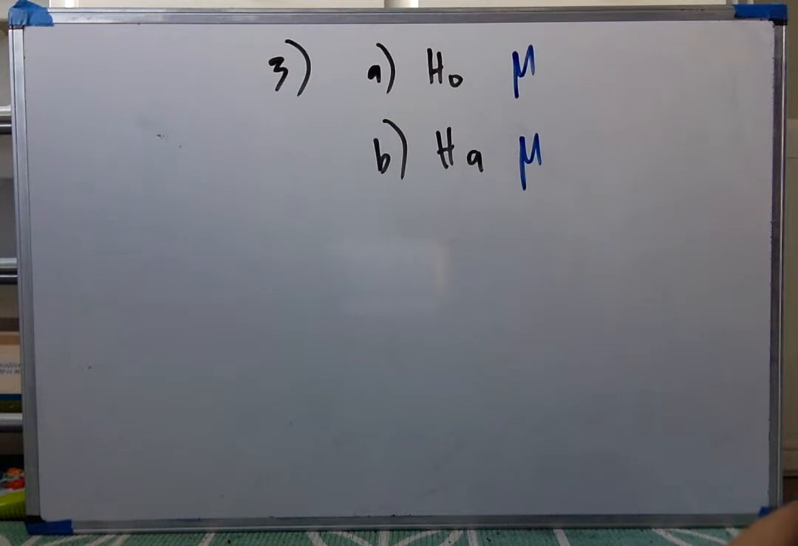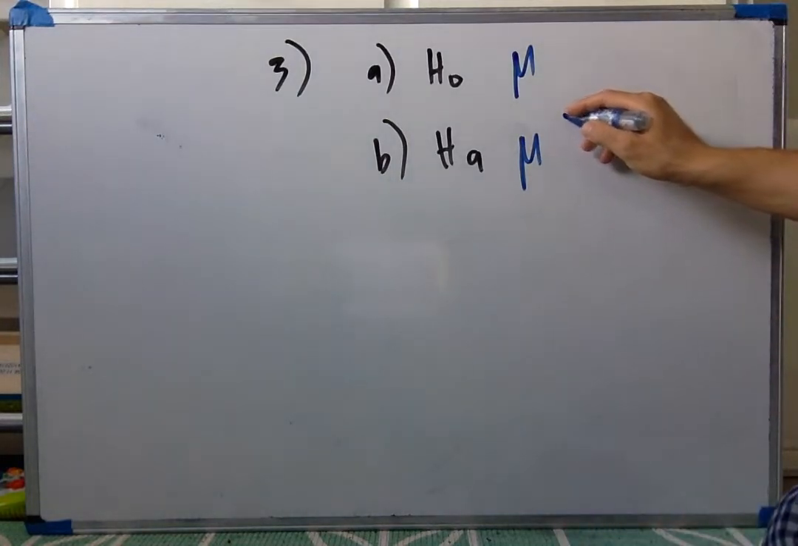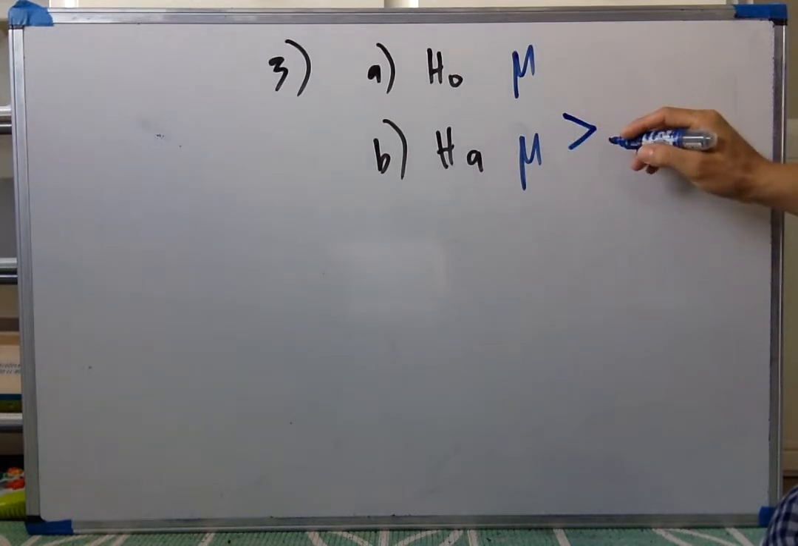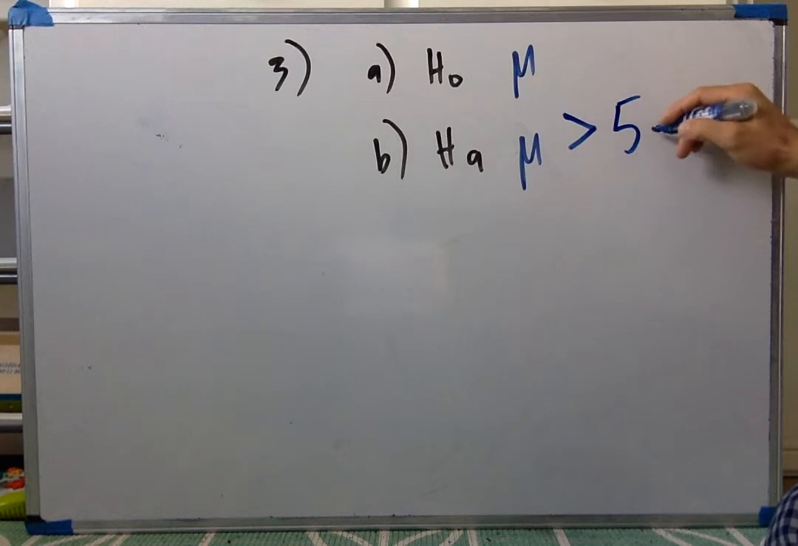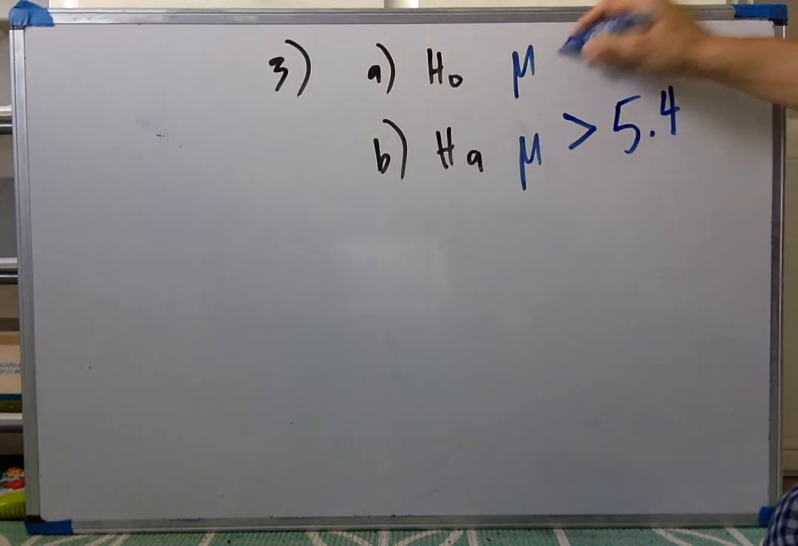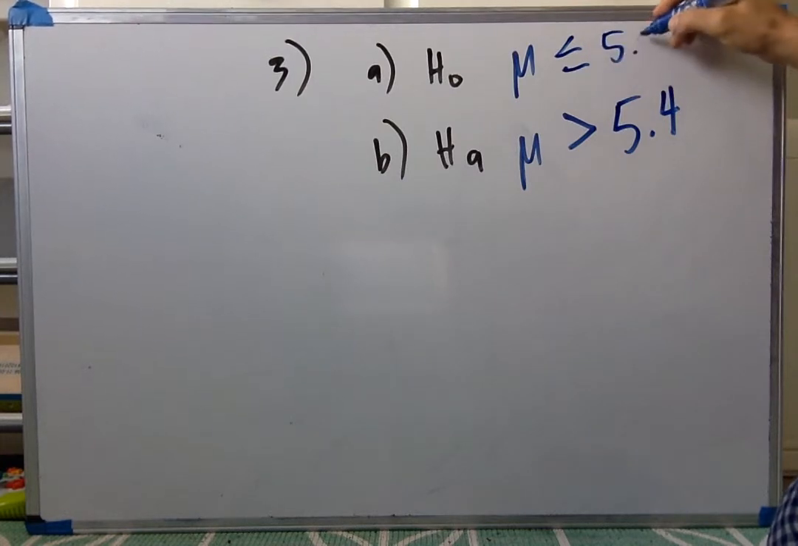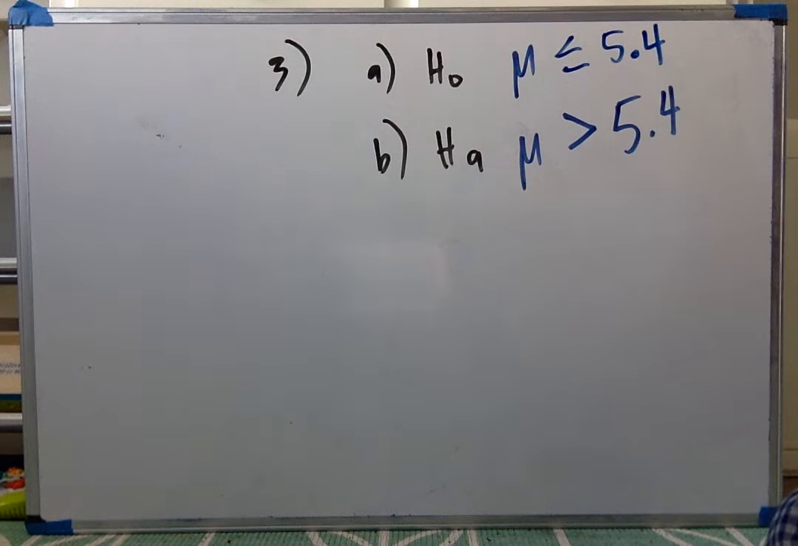Let's look at what he claims. He claims his average toenail length is over 5.4. That's strictly over 5.4, so that's the one that does not have equality. This time I'm going to start from that alternative. Strictly bigger than 5.4, which means the original must have been less than or equal to 5.4, because the alternative must be the complement of that, right?